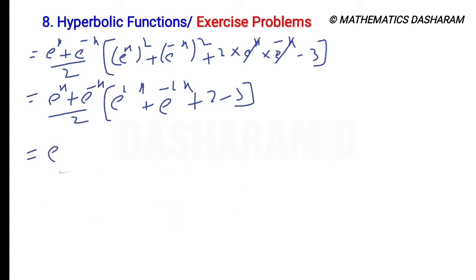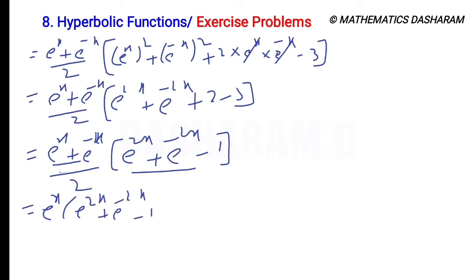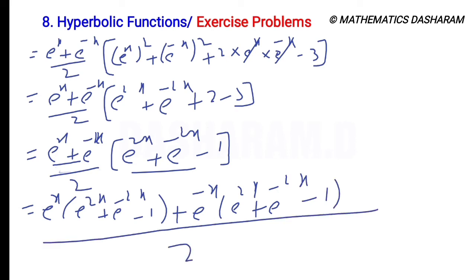So it is equal to (e^x + e^(-x)) divided by 2 into e^(2x) plus e^(-2x), 2 minus 3 is minus 1. So now multiply these two terms. So e^x into e^(2x) plus e^(-2x) minus 1, plus e^(-x) into e^(2x) plus e^(-2x) minus 1, and the total divided by 2.